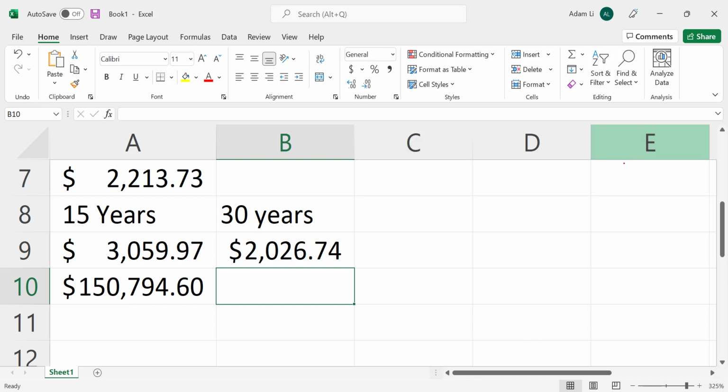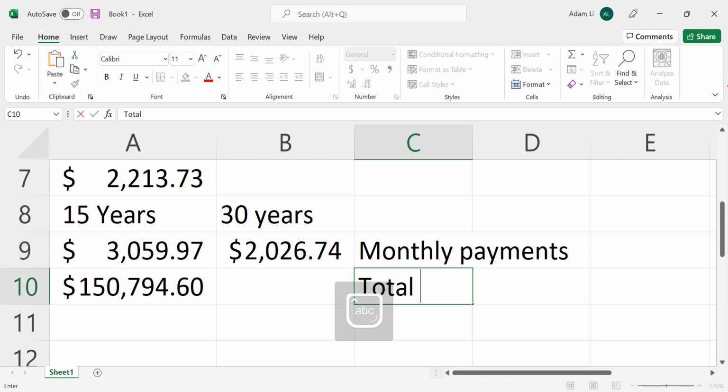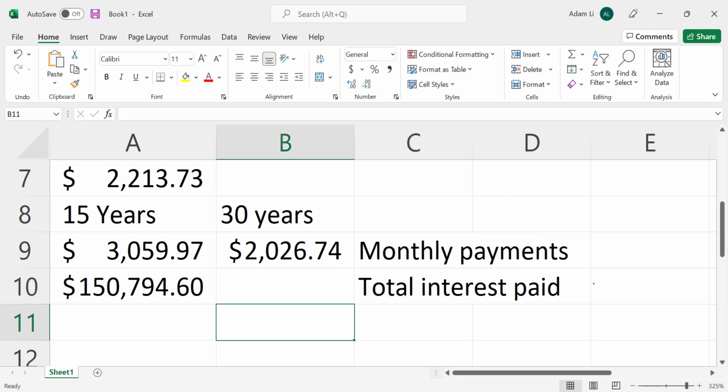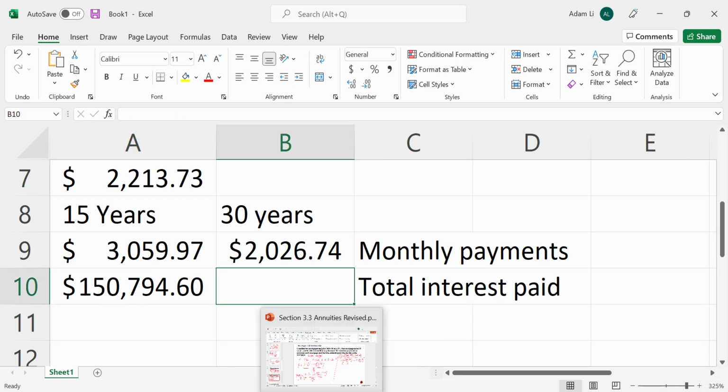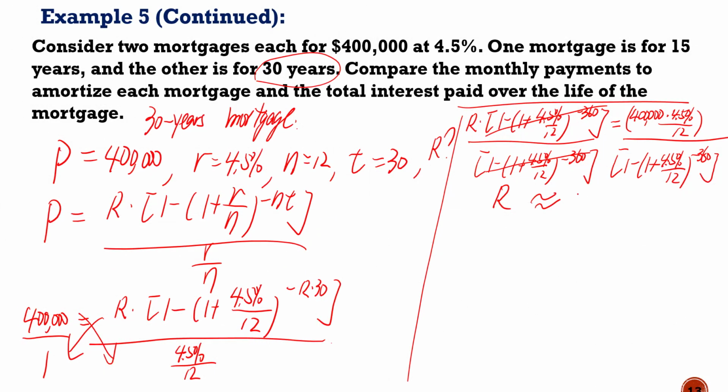As you can see, for 30 years, you're making a smaller monthly payment, but the interest will be much more. Right? We will see that in a second. So, payments. This one, total interest paid. Okay, so let's copy that first. $2,026.74. That's a monthly payment.